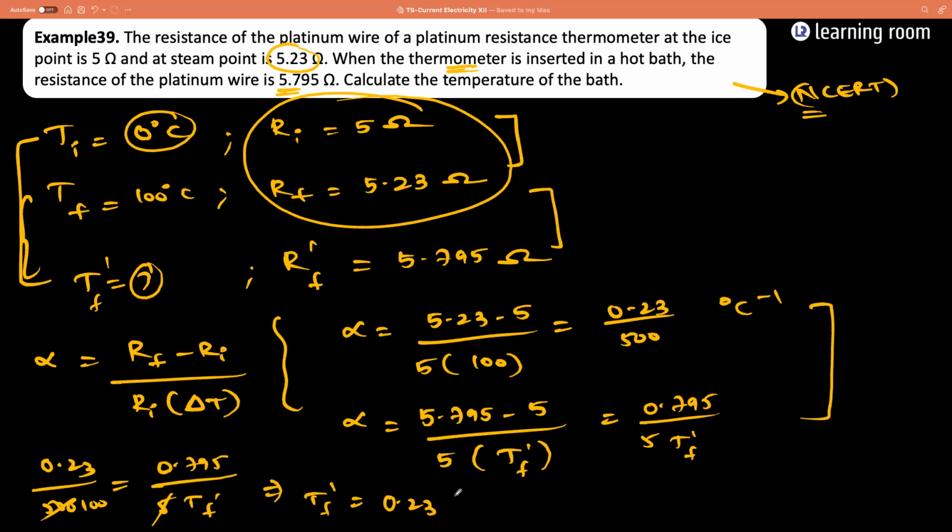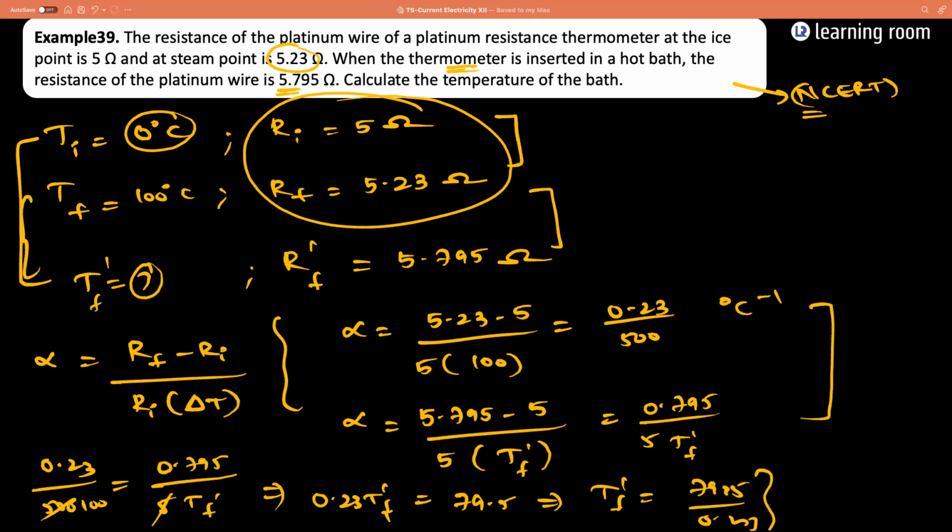Which implies TF dash is equal to... 0.23 into TF dash is equal to 79.5, which implies TF dash is how much? 79.5 divided by 0.23. Okay, this value you can calculate, no? That part I'm leaving to you. Okay, 79.5, I'll write it neatly. Wait, how much is it?